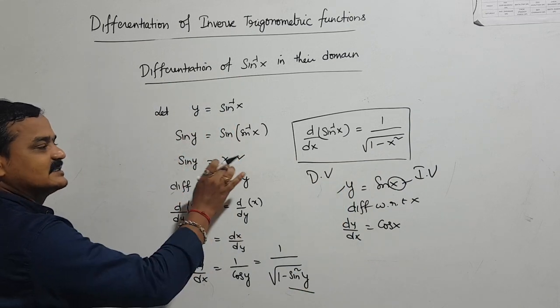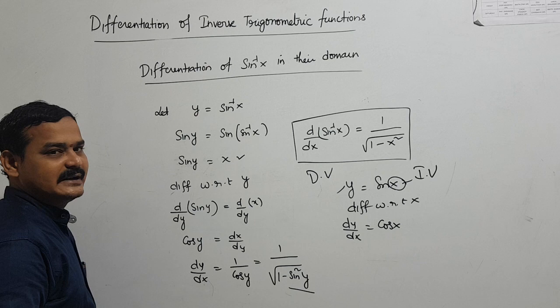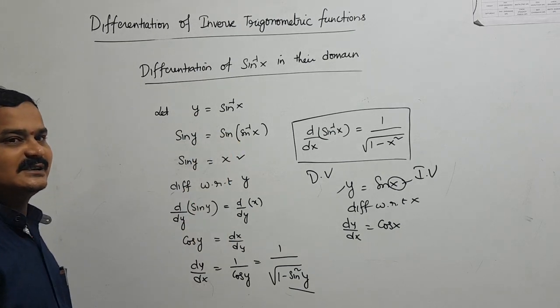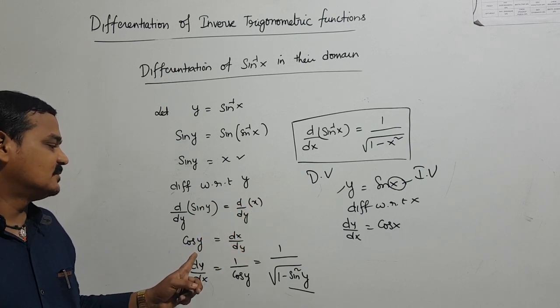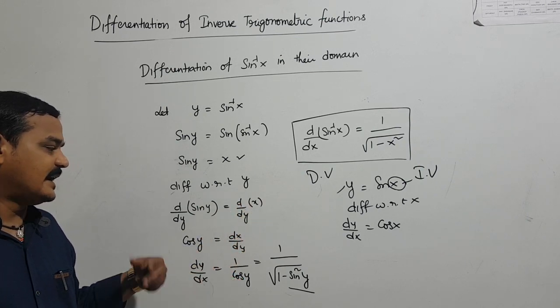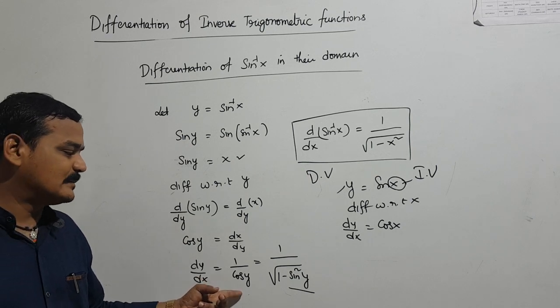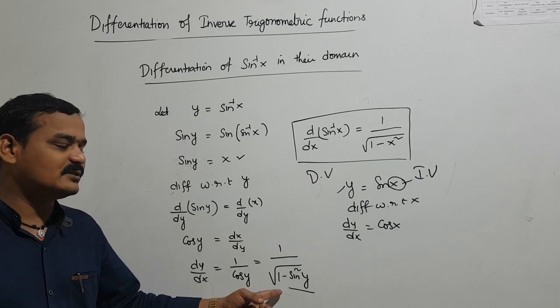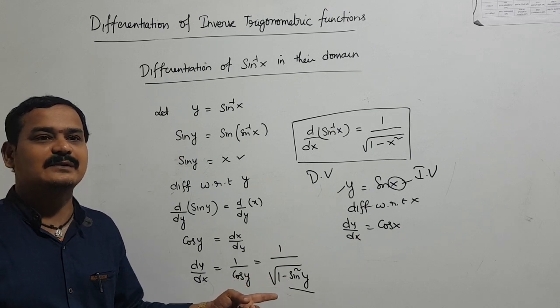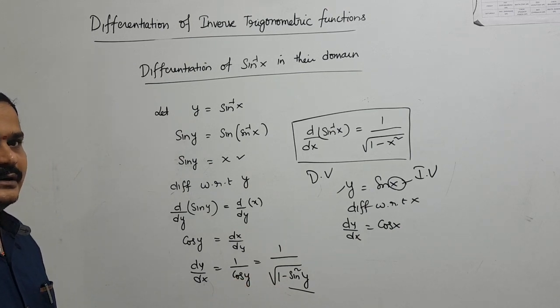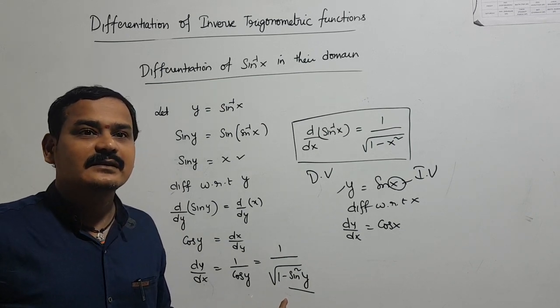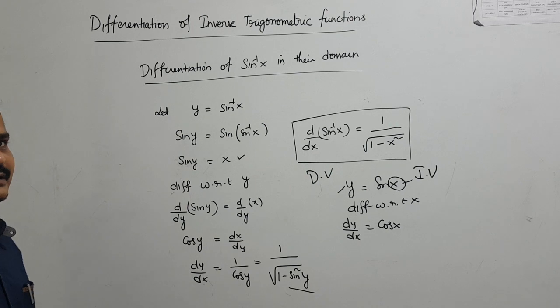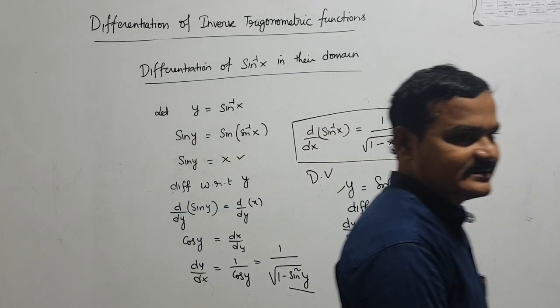Here, x is the dependent variable and y is the independent variable, so I differentiate with respect to y. So d by dy of sin y is equal to d by dy of x. So cos y is equal to dx by dy. Taking the reciprocal, dy by dx is equal to 1 by cos y. Cos y can be written as root over 1 minus sin square y, because cos square theta plus sin square theta is equal to 1. So cos theta is equal to root over 1 minus sin square theta. This is the way we get the derivative of sin inverse of x.